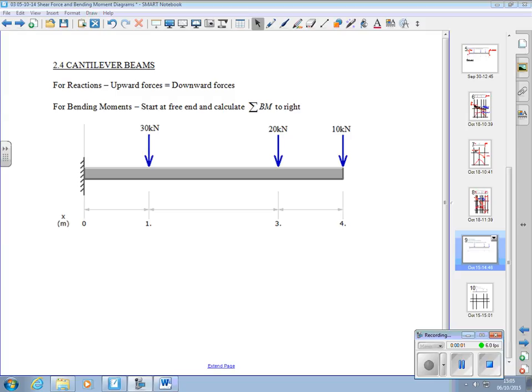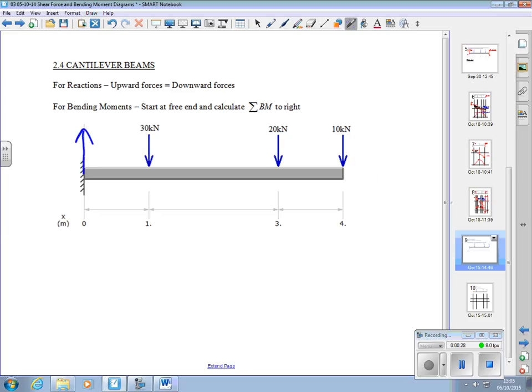So these cantilever beams then, let's have a look at these for a second. There's a free end, so it's able to move freely. And what we say is that the bending moment is 0 at the free end. So our bending moment diagram is going to start at 0 at that free end. To find the reaction, this is the only place we're going to feel a reaction.